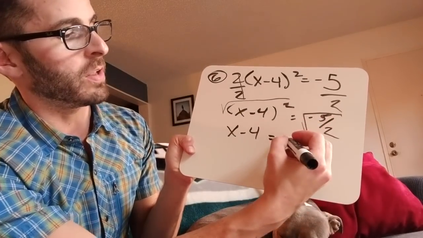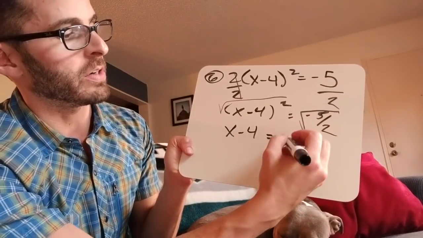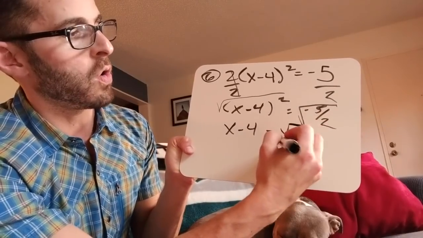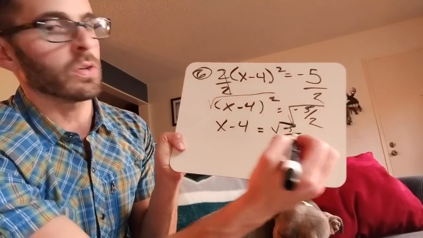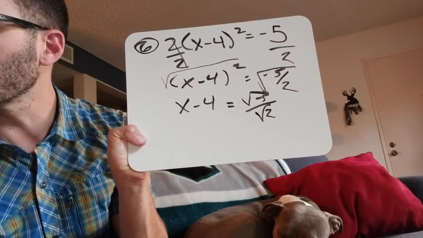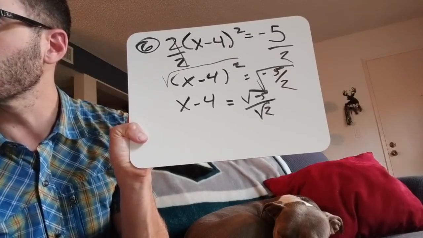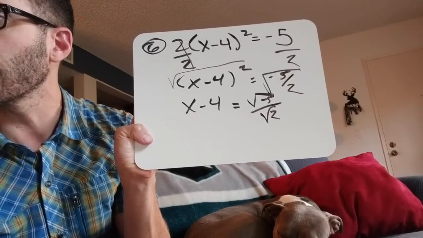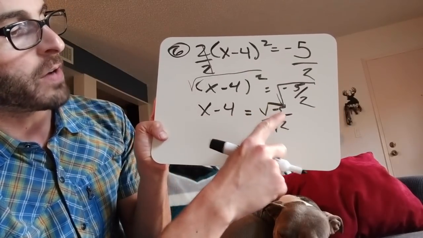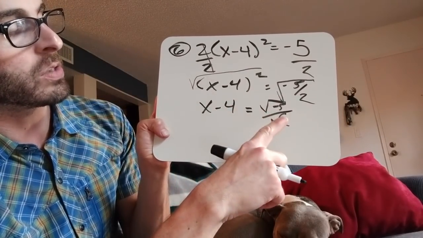Right now I'm starting to feel like there's something wrong with that negative underneath. So I have the square root of negative 5 over the square root of 2. Let me make sure I at least copy this down right. Yeah, 2 times the quantity of x minus 4 equals negative 5. Alrighty. So the square root of negative 5 is on top. The square root of 2 is on the bottom.